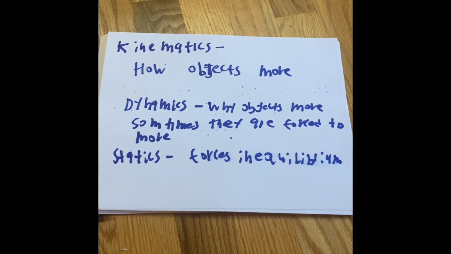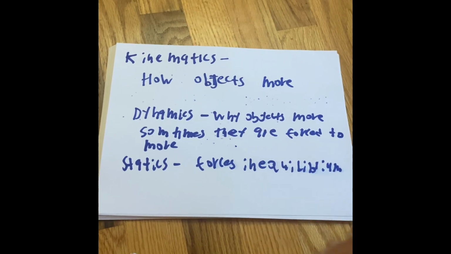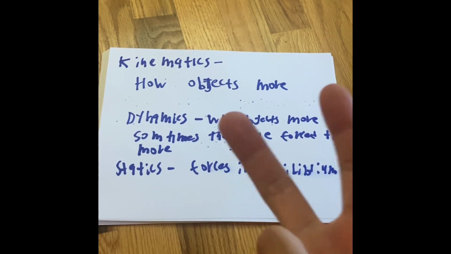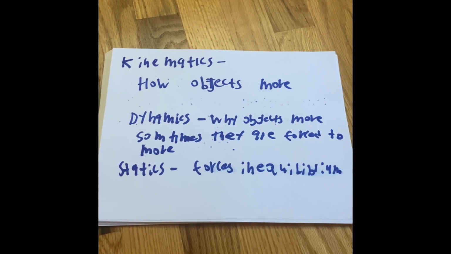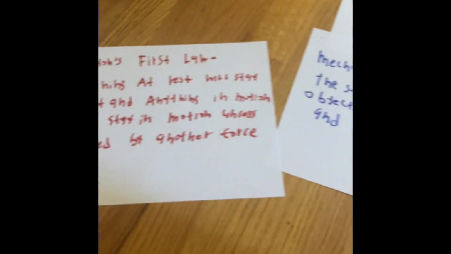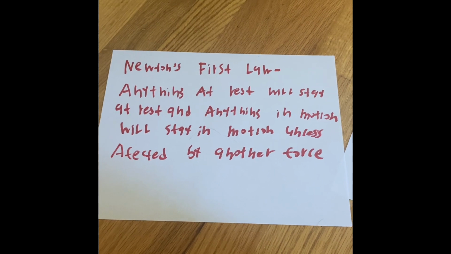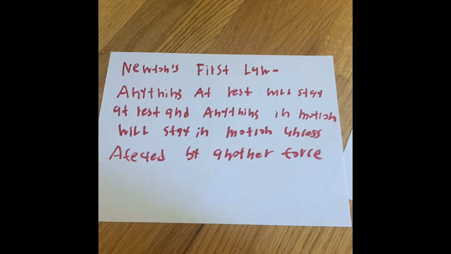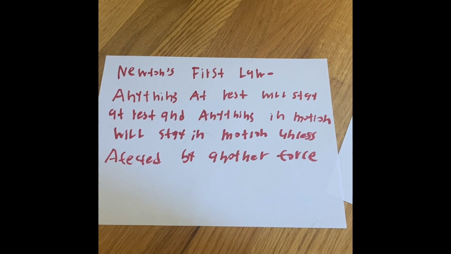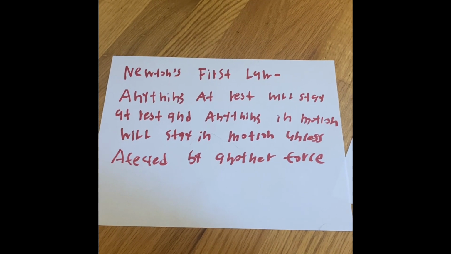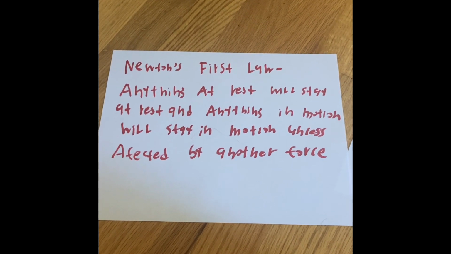So when you talk about how the object moves and what makes the object move, well, this is what happens. An example would be Newton's first law: anything at rest will stay at rest, and anything in motion will stay in motion unless affected by another force.